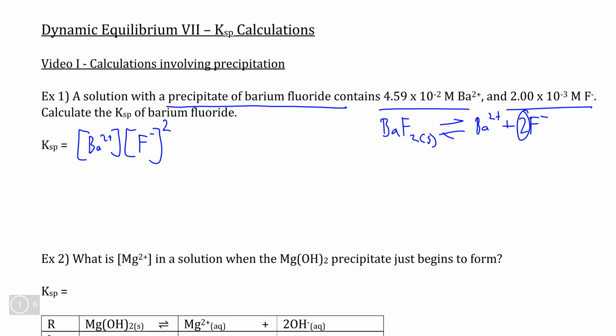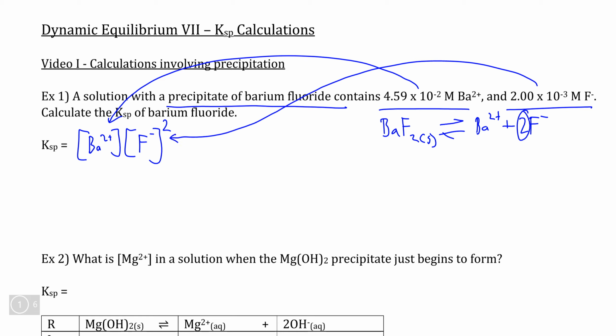And then all that we need to do is simply take each of our concentrations and put them directly into the formula for KSP. And if you calculate this correctly, you should find that the KSP of barium fluoride comes to approximately 1.84 times 10 to the negative 7.